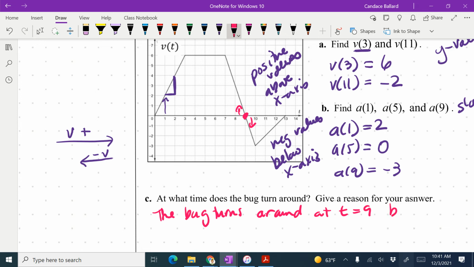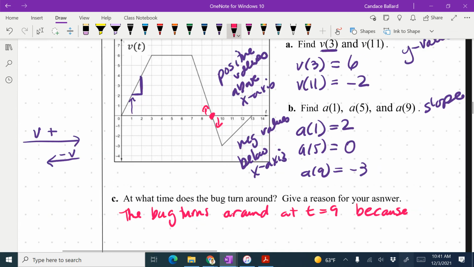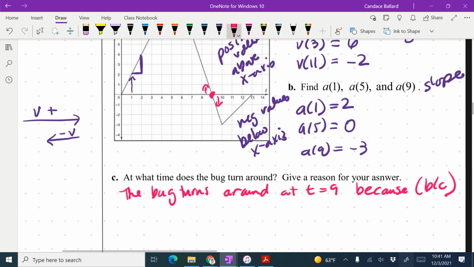And the reason is because, if you ever, because I do this a lot, sometimes I'll write just b/c for because. Okay? Because I'm lazy. The velocity changes from positive to negative.